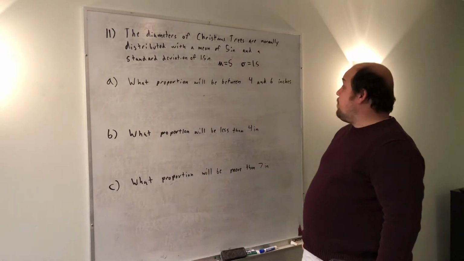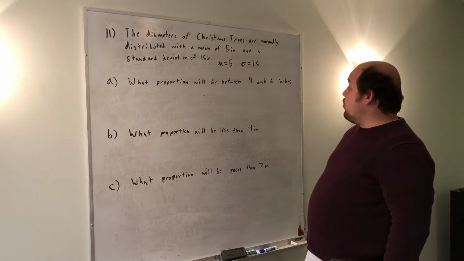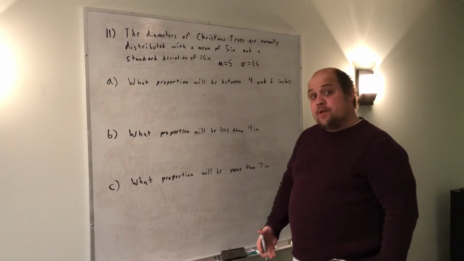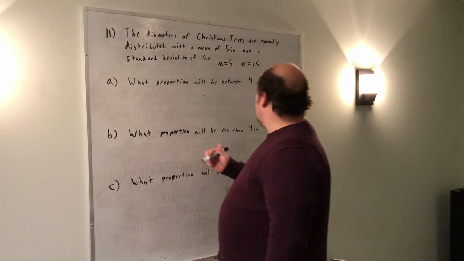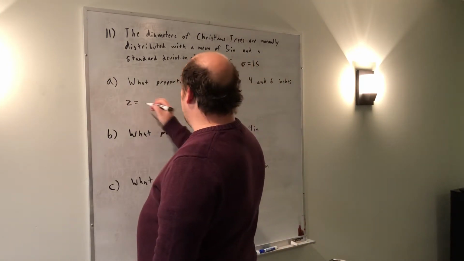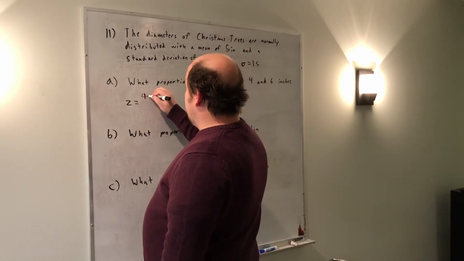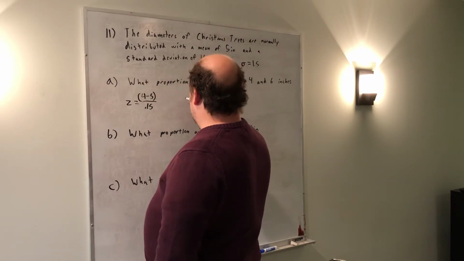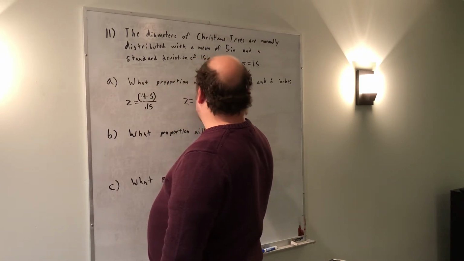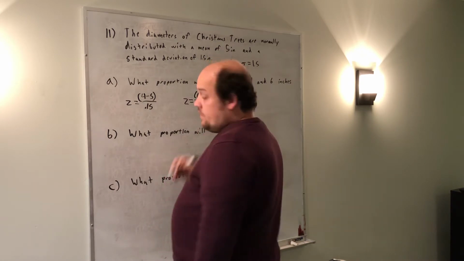Part A asks what proportion of the trees will be between 4 and 6 inches. To do a between question like this, we need to find both z-scores. So we're going to start by doing the z-score for 4. Z equals 4 minus 5 over 0.15. Then we're going to do the z-score for 6. 6 minus 5 over 0.15.